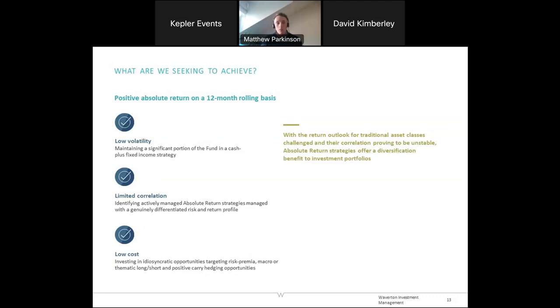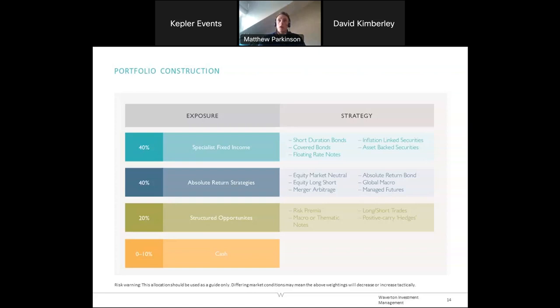With a lower return investment, which should be expected given the lower levels of risk being taken, costs become an increasingly important consideration, as these costs have the ability to eat into a larger portion of your return. So we structure our absolute return solution into three distinct buckets.